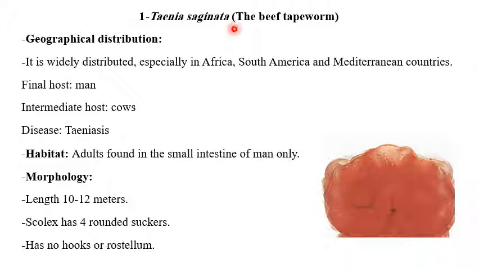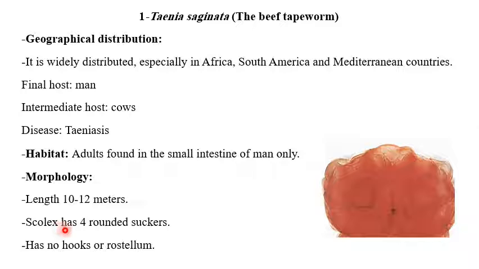Taenia saginata, the beef tapeworm. Geographical distribution: it's widely distributed, especially in Africa, South America, and Mediterranean countries. Final host: man. Intermediate host: cows. Disease: taeniasis. Habitat: adults are found in the small intestine of man only. Morphology: length from 10 meters to 12 meters.